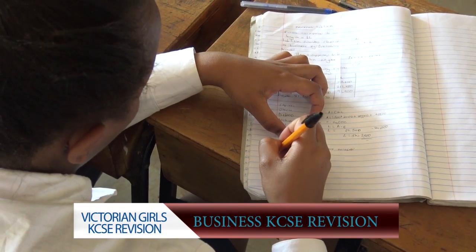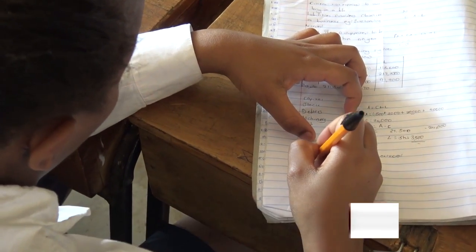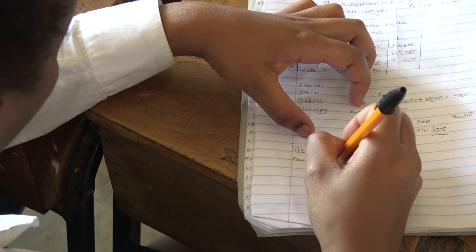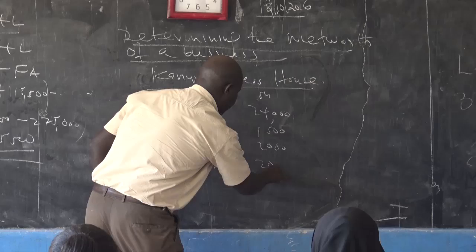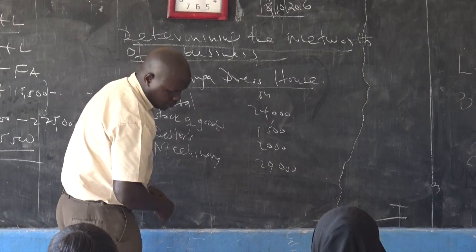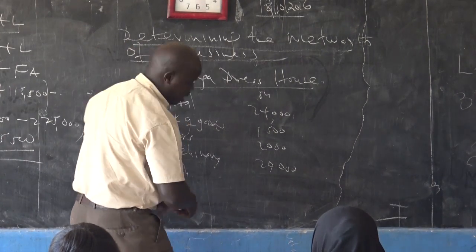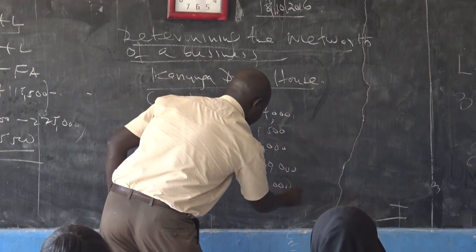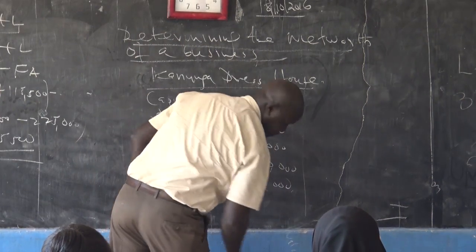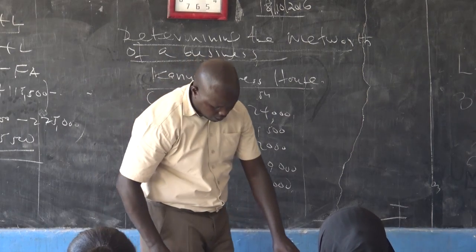Machinery, valued at shillings 20,000. And of course, we have cash, the last item, valued at shillings 4,000. Now, here the question comes.